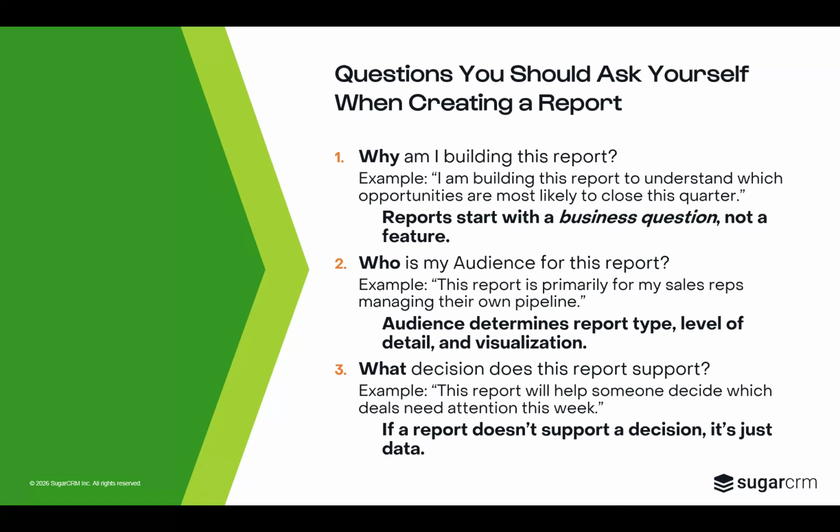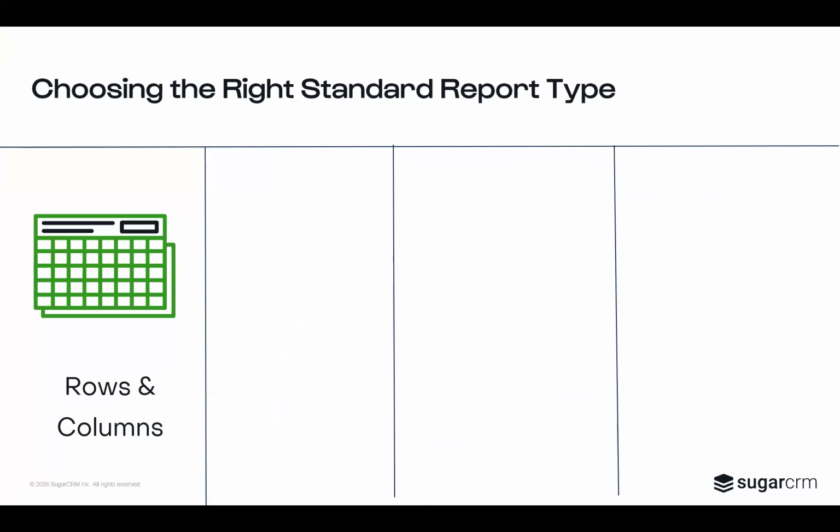What decision does this report support? For example, this report will help someone decide which deals need attention this week. If the report doesn't support a decision, it's just data, and there's no real purpose for it. So it needs to support some kind of decision. We're talking about the why, the who, and the what of the particular report. These three questions are on your handout, and I'll be giving you the answer sheet later, okay?